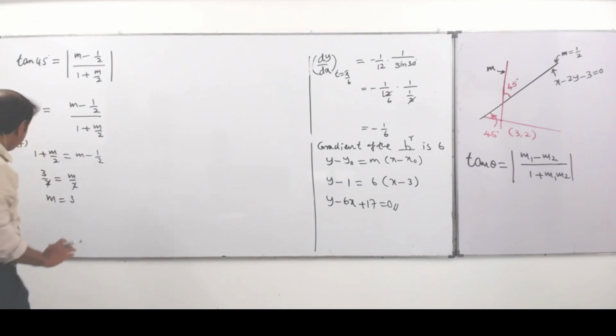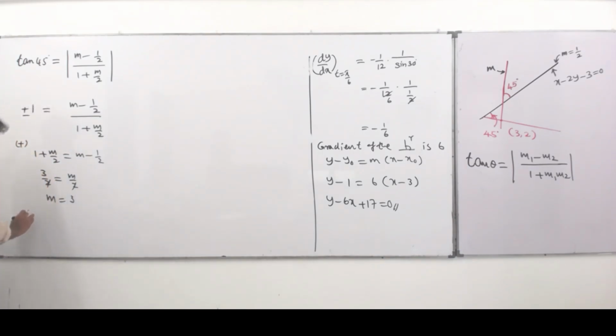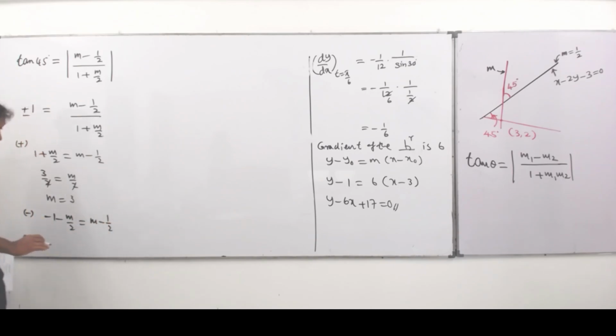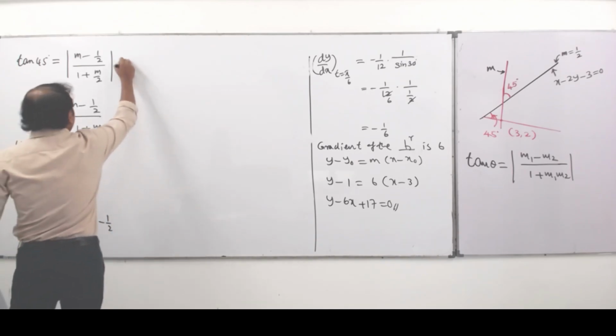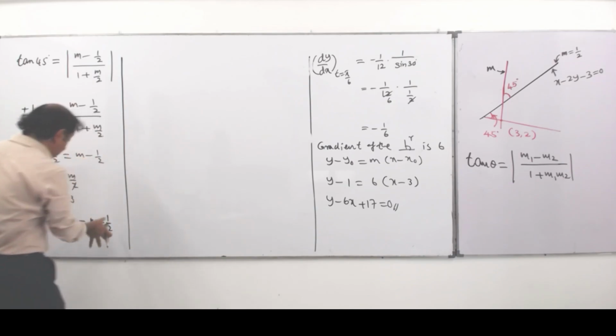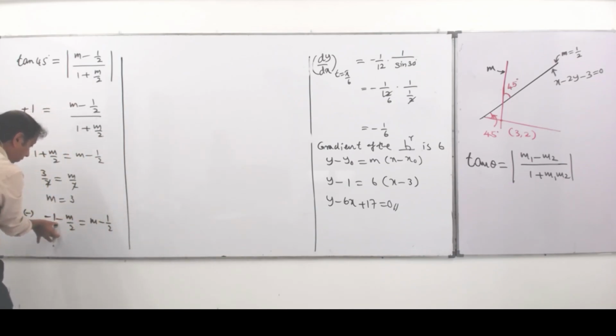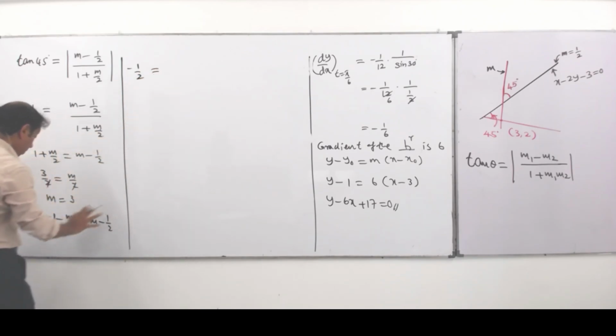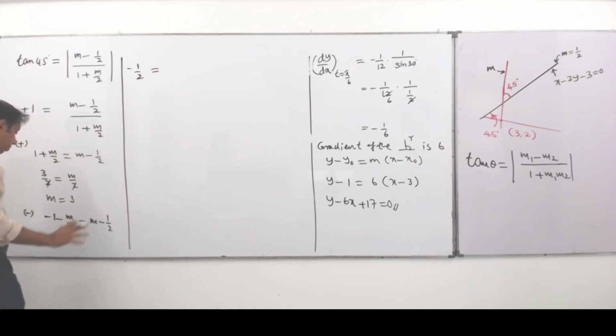And the second answer we can get by taking the minus sign. When you take the minus sign here, we get minus 1. Then use cross multiplication: minus 1 minus m by 2 equals m minus half. Right. Then there we get, take this to this side, minus 1 plus half is minus half. Okay. Take this side, m plus m by 2 is 3m by 2.